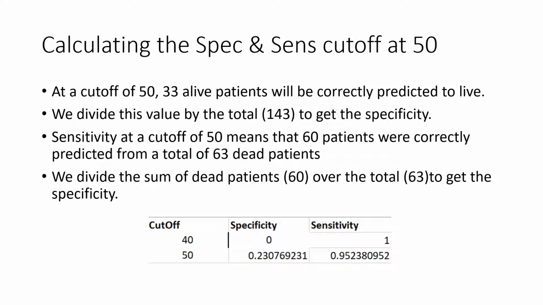We're moving on to calculating the specificity and sensitivity at a cutoff of 50. At a cutoff of 50, we would predict that 33 alive patients will live. We divide 33 over 143. However, for the other measure at a cutoff of 50, 60 patients were correctly predicted from a total of 63 dead patients. We divide 60 over our total, 63. The table below shows the calculated values.